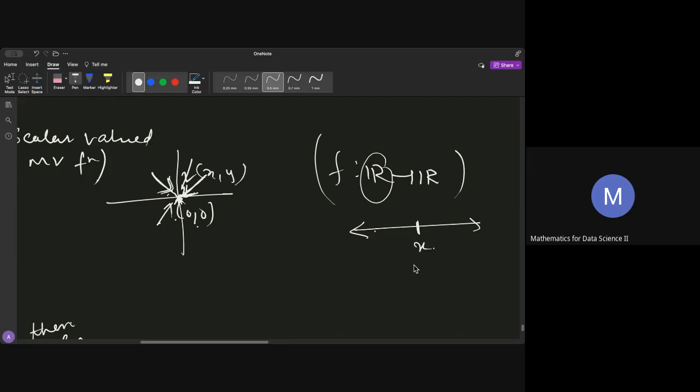So if this is your point x, there are only two directions to approach it: the left one, this path, and this path. There is no other path, right? Can you find any other path on this line to approach this point x? No, and it should lie on the line only. You can't take a path from here, because this path is not on this line. That's why.